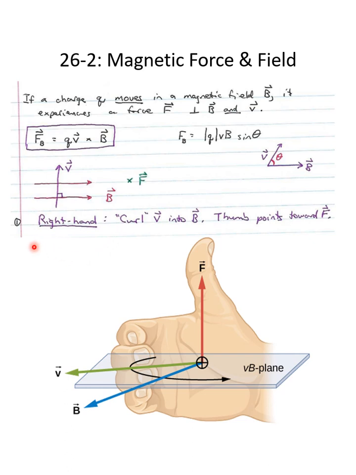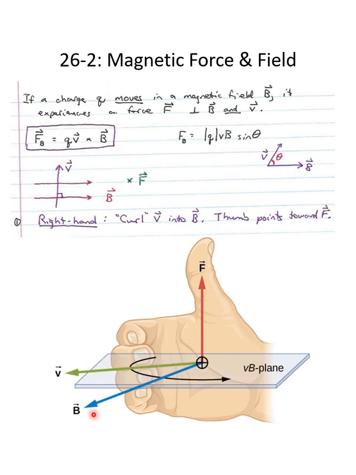Here I have method number 1, and it's a right-hand rule. I don't call it the right-hand rule. I say a right-hand rule because you're going to learn several right-hand rules. And this way is to curl V into B.